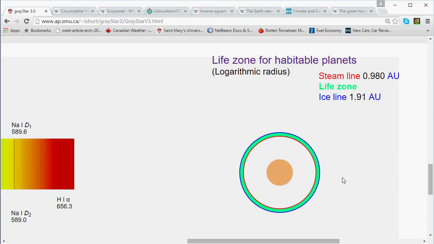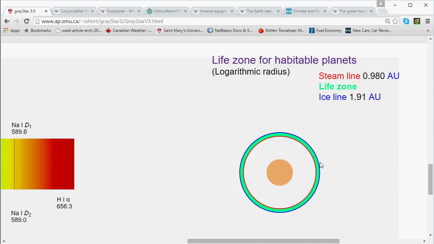The other target temperature is the freezing point of water, 273 degrees Kelvin, and if we calculate the distance that the planet should have from the central star for its surface temperature to be equal to that temperature, that distance is known as the ice line, and the ice line is depicted in blue in this diagram, and the ice line defines the outer edge of the circumstellar habitable zone. Now notice that the ice line lies further out than the steam line. That stands to reason. The further you go out from the central star, the less flux you're intercepting from that star, and so the lower the surface temperature.